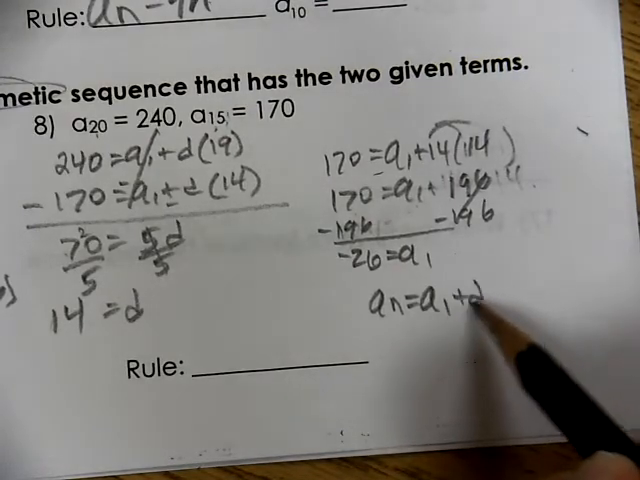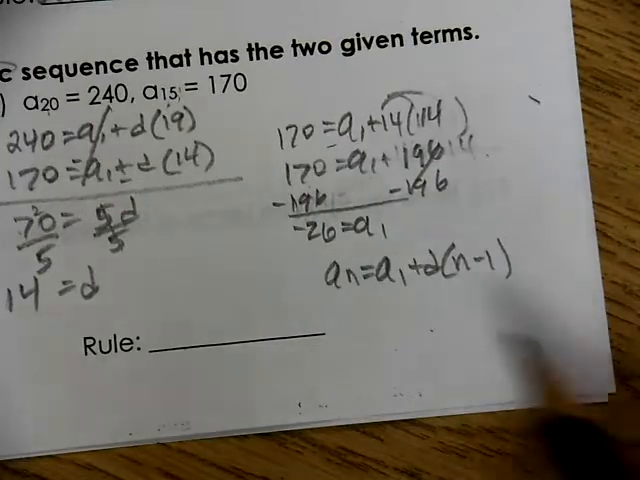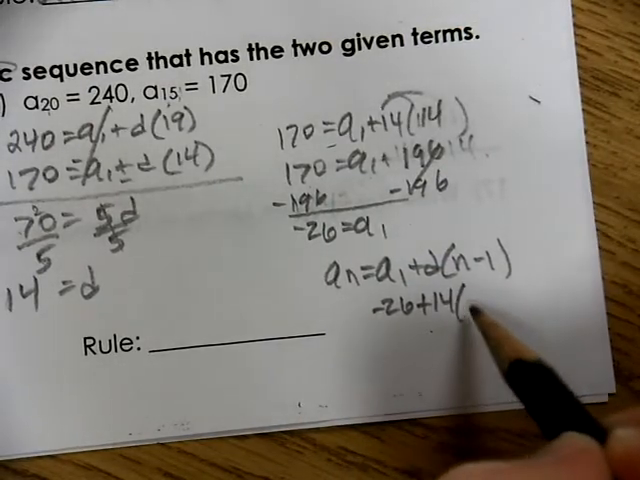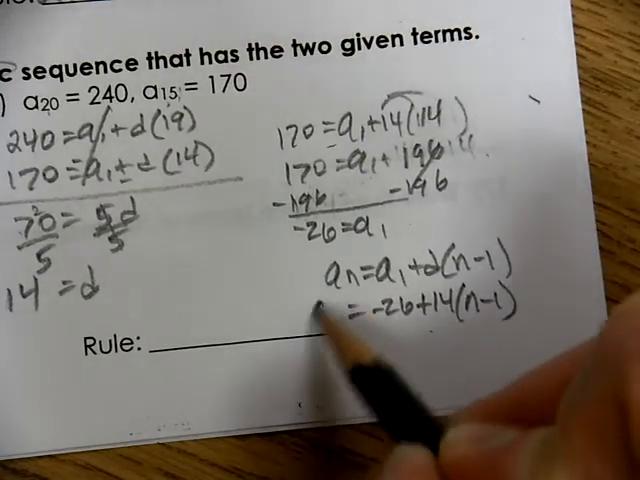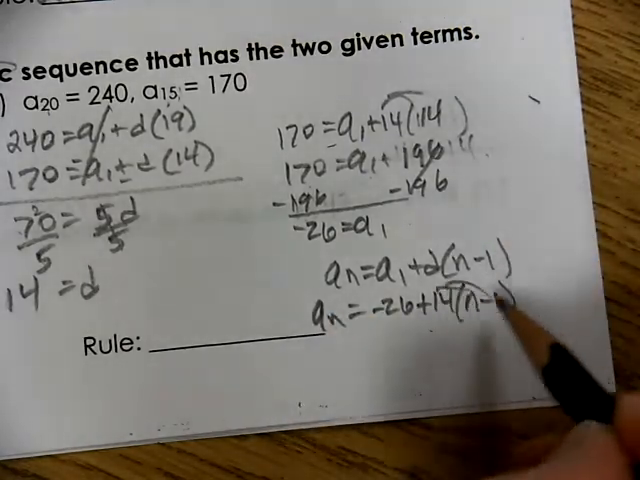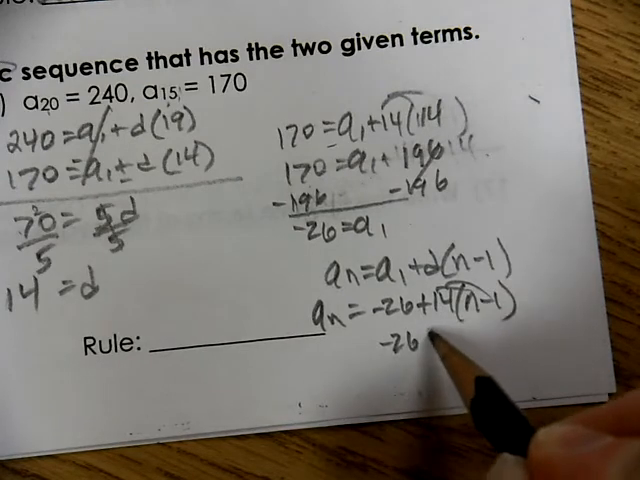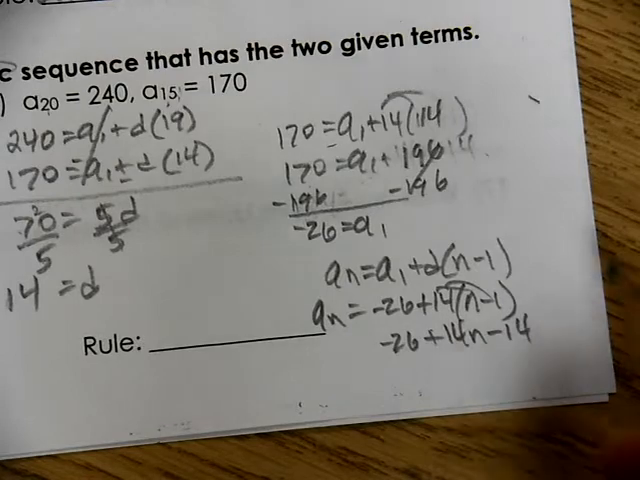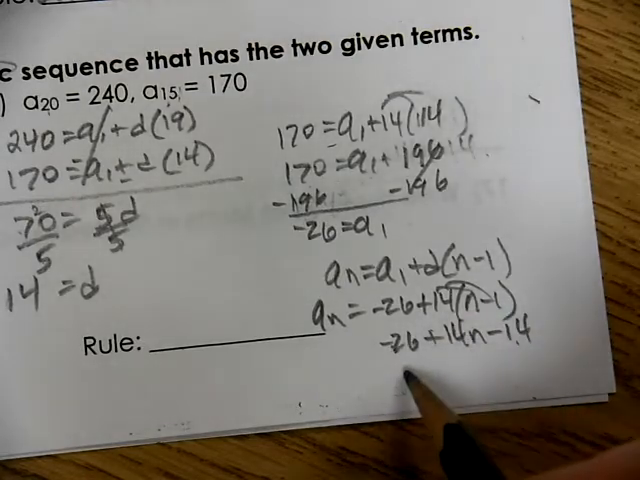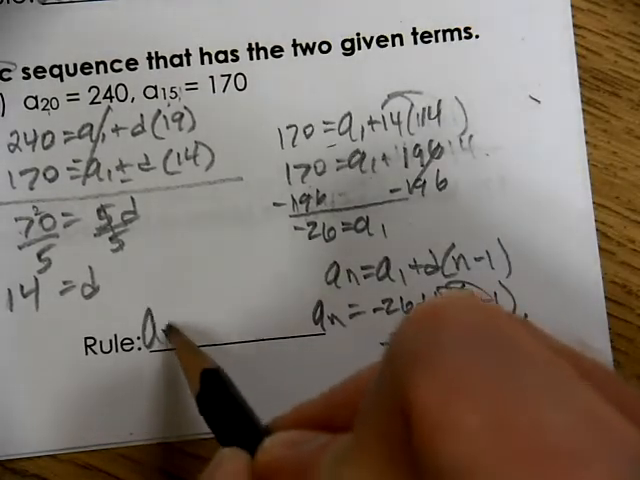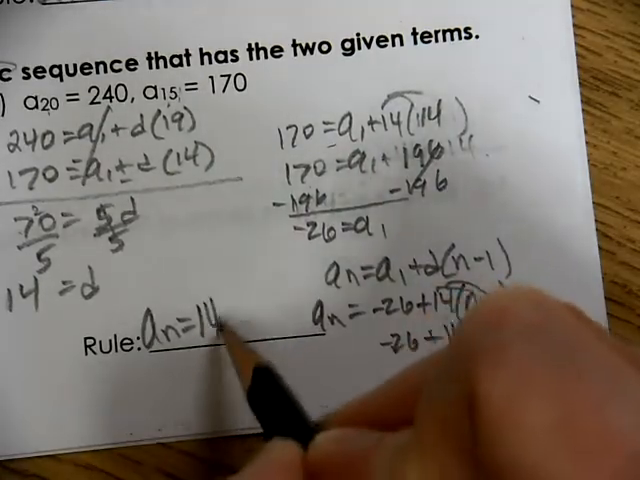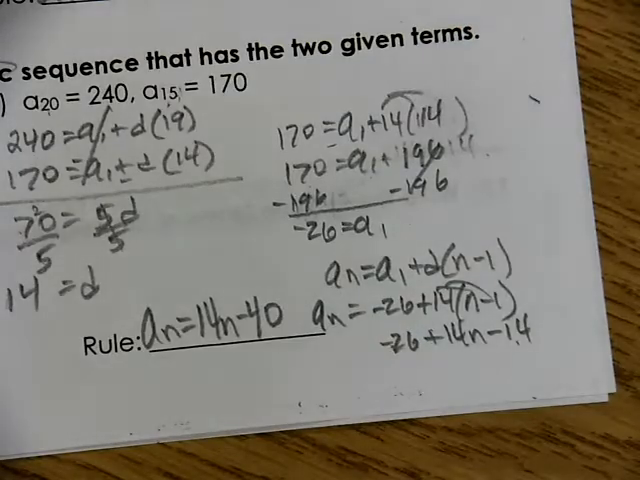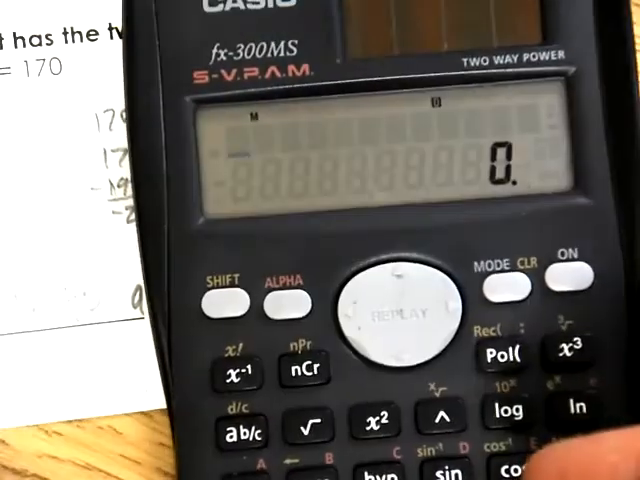So we're using this format. Our first term is negative 26. Our common difference is 14. N minus 1. So we distribute negative 26 plus 14n minus 14. These two together make negative 40. So I've got 14n minus 40. Now let's test that to see if we get our values.